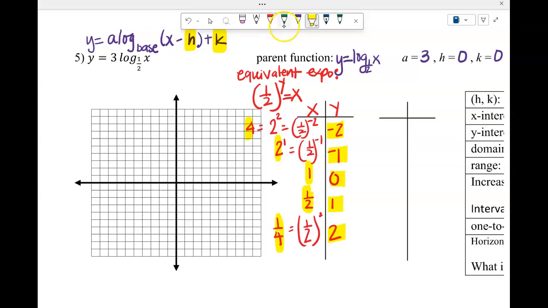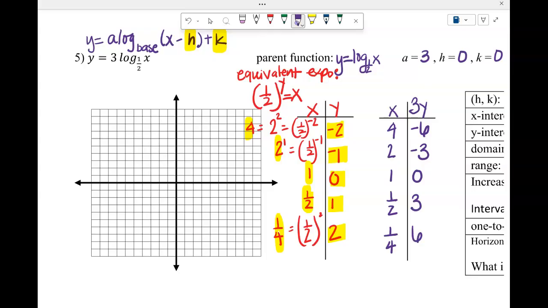Okay. Now we have a is 3, so what that meant is that we have 3 times y. We don't change x at all because we don't have an h value. So your x will stay exactly the same as your parent function, but the y values, we are going to multiply by 3. So negative 2 times 3 is negative 6, negative 1 times 3 is negative 3, 0 times 3 is 0, 1 times 3 is 3, and then 2 times 3 is 6.